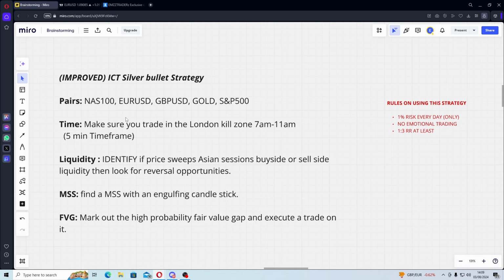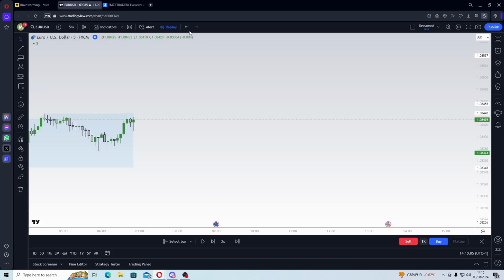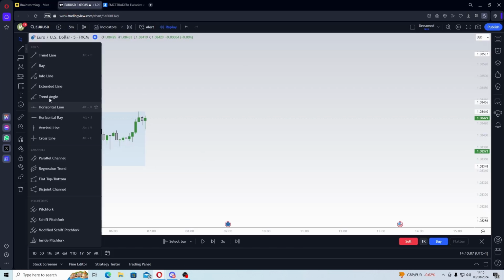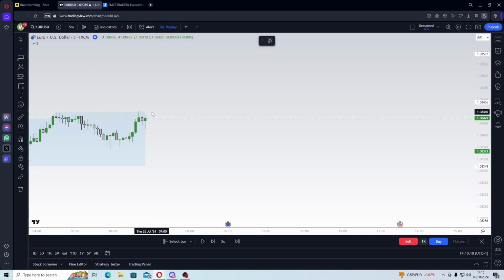So it works on NAS 100, Euro USD, GBP USD, Gold, and S&P 500, okay? I'm going to be using it on Euro USD today, so make sure you're listening carefully. You need to make sure you trade within the 5-minute time frame on a 7 to 11 London kill zone, okay? So to find out the kill zone, you just need to mark out on the London session from 7 until 11 right here, okay? This is how simple it is, okay?